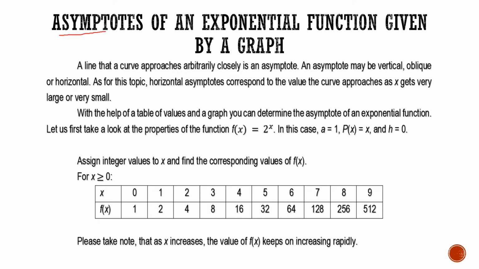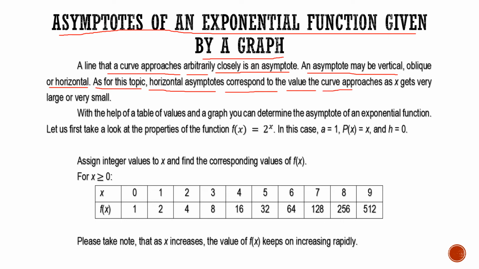So let's deal now with the asymptotes of an exponential function given by a graph. A line that a curve approaches arbitrarily closely is an asymptote. Again, there is no point of intersection between your graph and your asymptote. An asymptote may be vertical, oblique, or horizontal. As for this topic, horizontal asymptotes correspond to the value the curve approaches as x gets very large or very small.